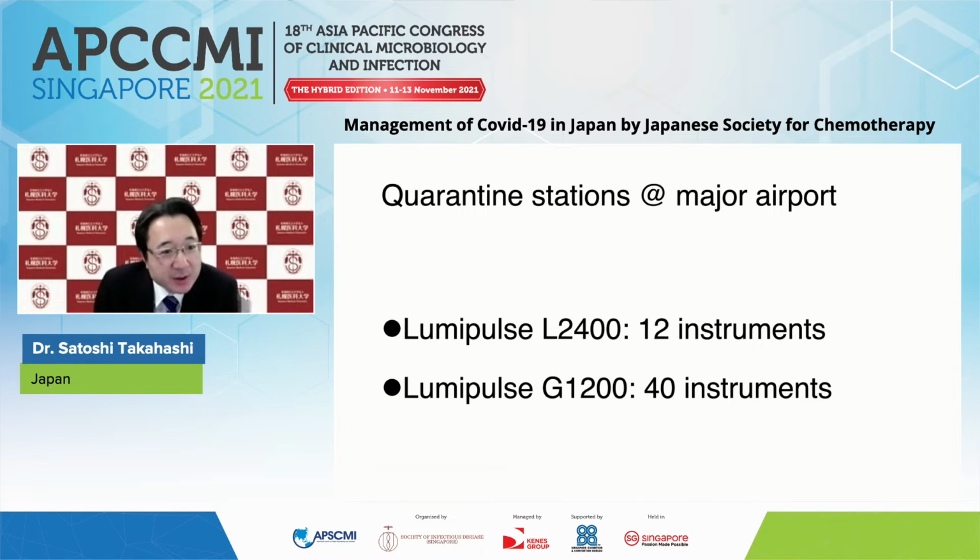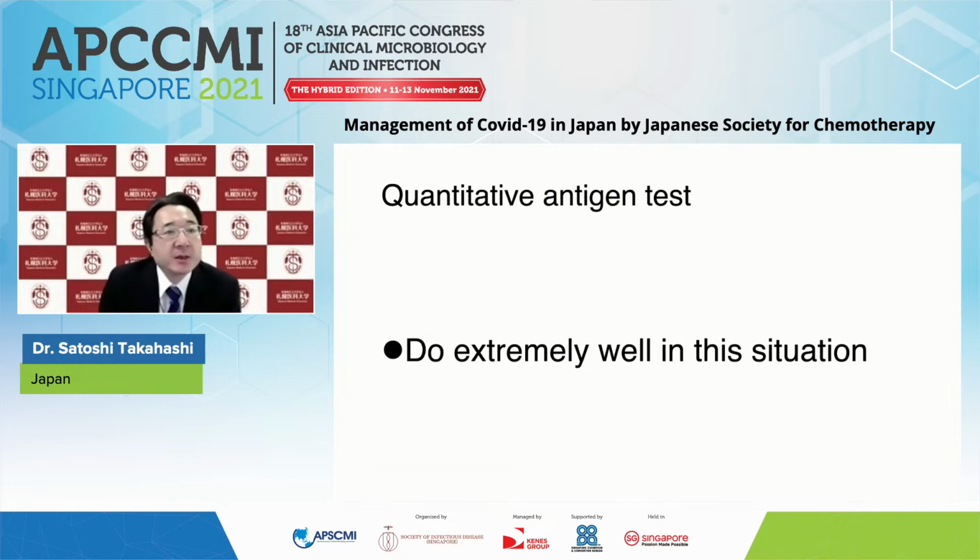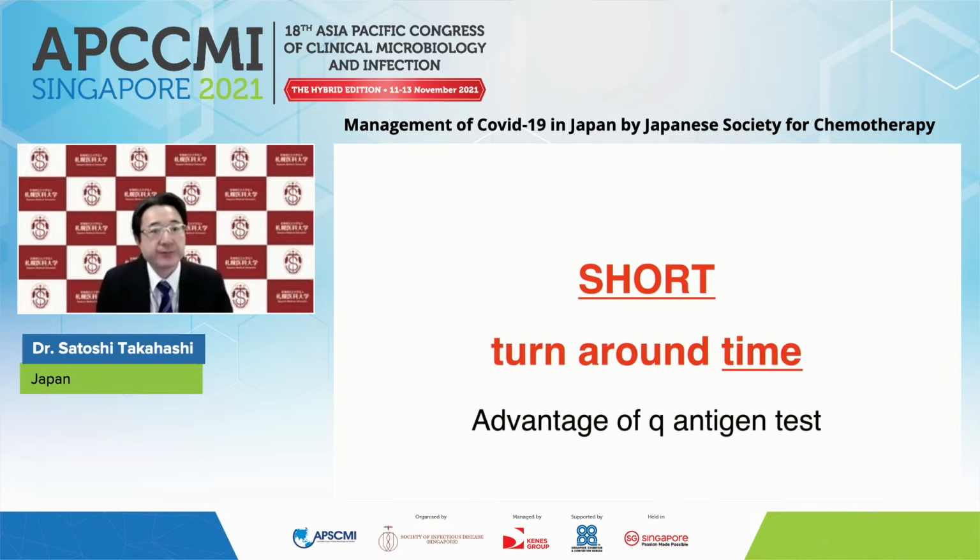now use LumiPulse L2400, 12 instruments, and G1200, 40 instruments in Japan. So quantitative antigen tests do extremely well in this situation, in this corona era. I'd like to introduce their advantages.